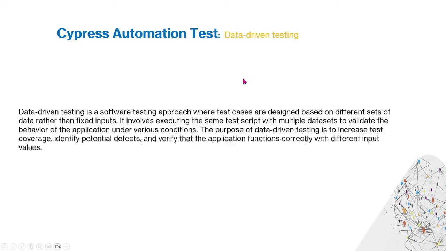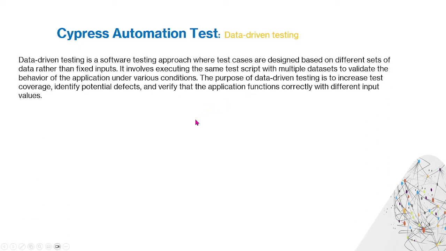In today's video, we're going to talk about data-driven testing with Cypress automation testing. So data-driven testing is a software testing approach where test cases are designed based on different sets of data rather than fixed inputs. It involves executing the same test script with multiple data sets to validate the behavior of the application under various conditions. The purpose of data-driven testing is to increase test coverage, identify potential defects, and verify that the application functions correctly with different input values.